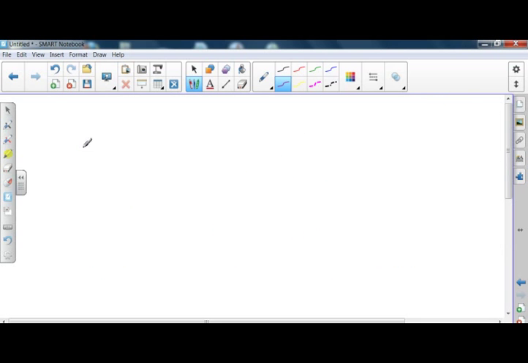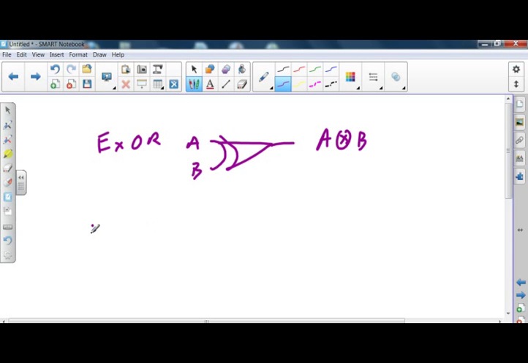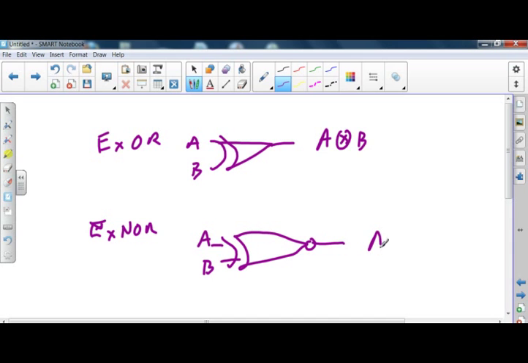All right, so I've got an exclusive OR. It's going to look like this: A, B, A exclusive OR B. And I've got an exclusive NOR, and it's going to look like this: A exclusive NOR B. I'll make it better. That was pretty bad.